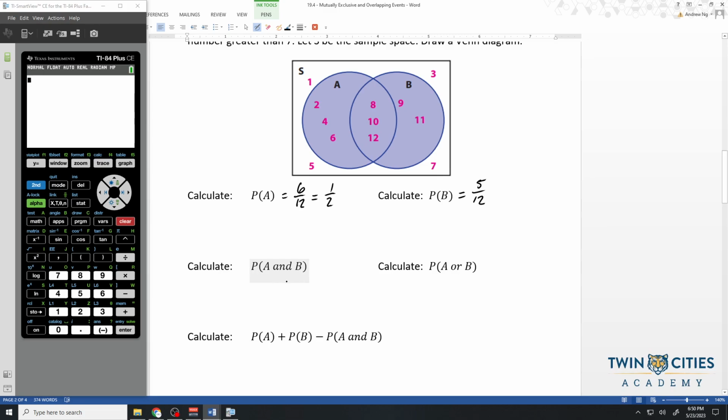What about A and B? A and B means that both of these things have to happen. That means that a number must be even and it must be greater than 7. There are 3 results there, 8, 10, and 12. So this is 3 over 12.